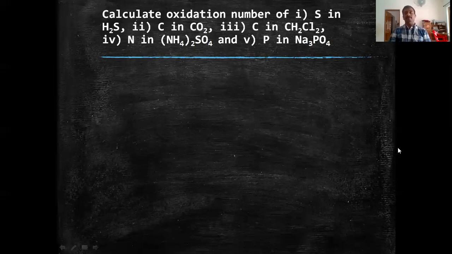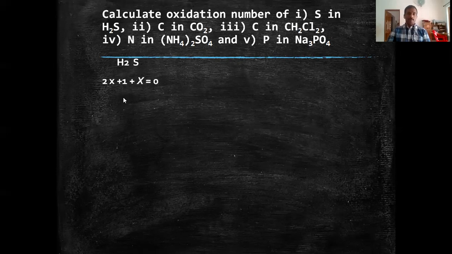Now we can find out the oxidation state of certain atoms in these molecules. First one, sulfur in H2S. To find out the oxidation state, what is the oxidation state of hydrogen? +1, because it is attached to a non-metal. How many hydrogen atoms? 2. So 2 into +1, plus we have to find the oxidation state of sulfur. So you write here X, and the algebraic sum is equal to 0. 2 plus X is equal to 0, or X is equal to -2.